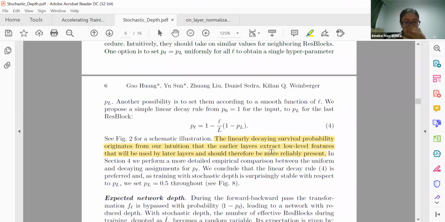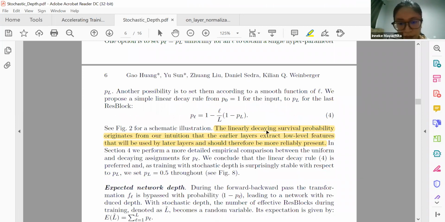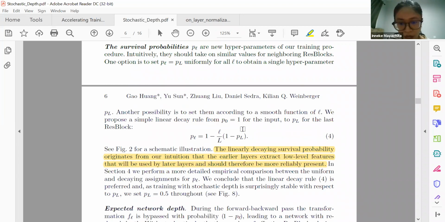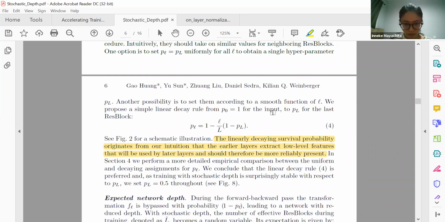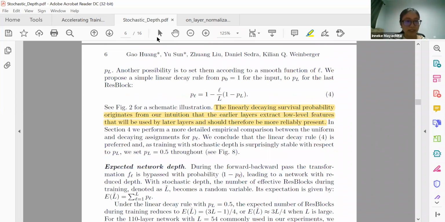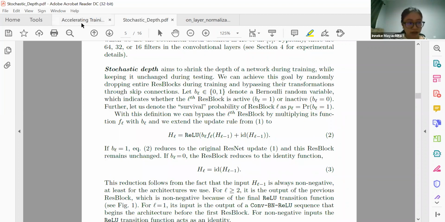There's also a reason why we prefer to drop the deeper layers compared to the earlier layers, because we believe that the earlier layers are very necessary to extract more features than the later layers. So that's why we cannot remove the earlier layers. So that's a little bit of stochastic depth. It's basically dropping ResNet blocks in terms of the depth dimension.